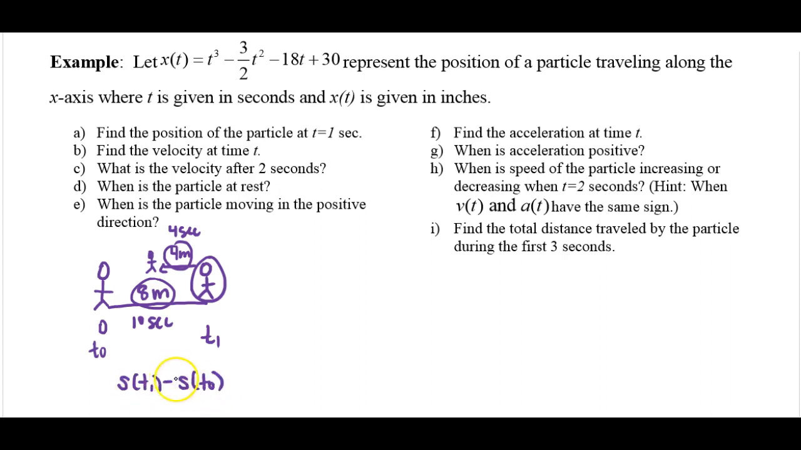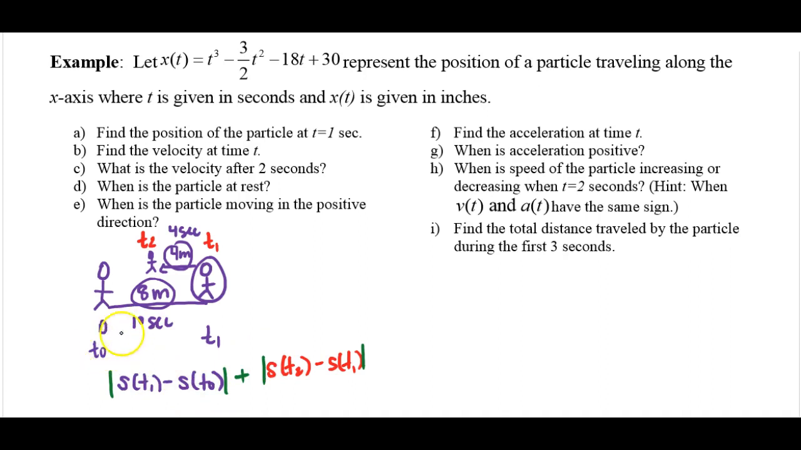So I need that distance between those original times, but then I would also need to add the distance traveled between time 1 and time 2. So the distance between time 1 and time 2 is s of t2 minus s of t1. Now we want our distance to always be positive, so what we're going to do is take the absolute value of both of those quantities, and then we add the two distances together.